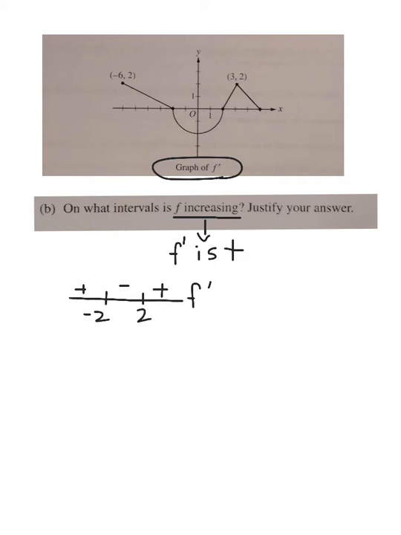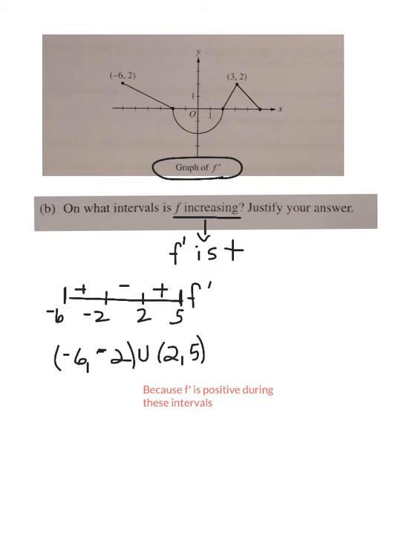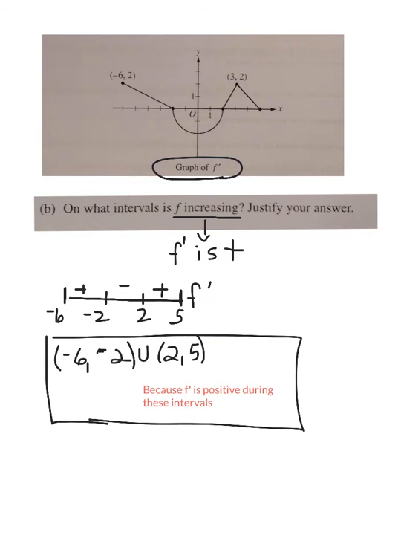Okay, now let's see. So it says on what intervals is f increasing? Well, increasing will be where the derivative is positive. So we do have -6 as one of my endpoints, and the other one is 5, right? So I would say -6 to -2, or from 2 to 5, because f prime is positive during these intervals.